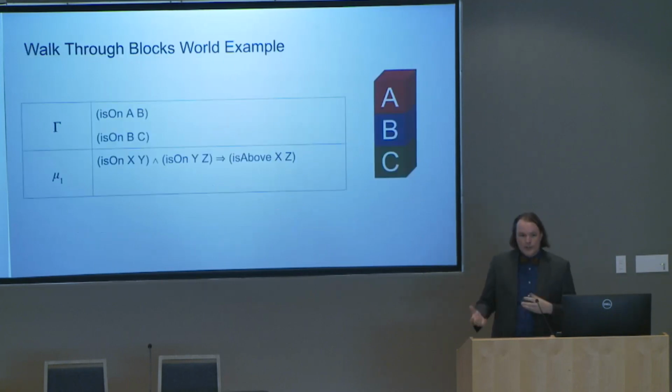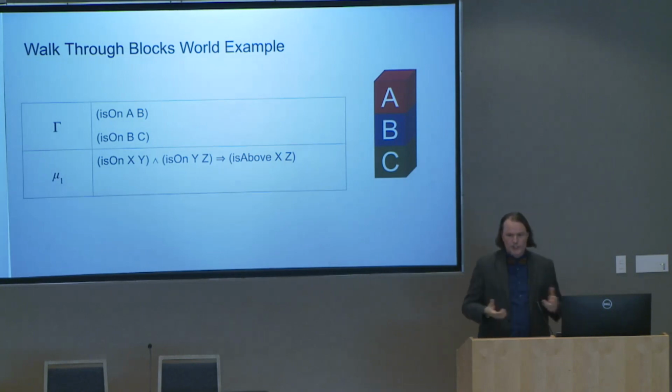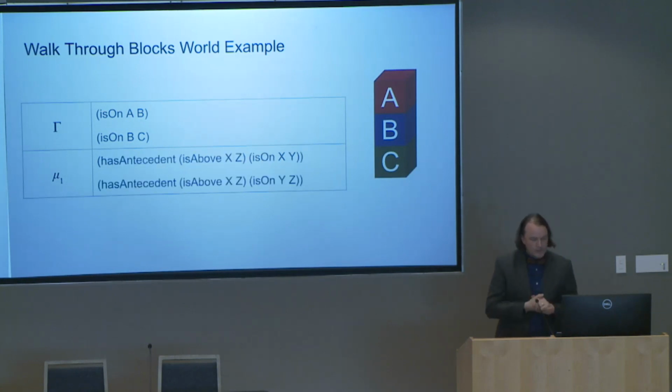So to show how we're using analogy to do logic deduction, I'm going to walk through a small example just using Blocks World. So we start off with 2 facts in gamma. This is that A is on B and B is on C. We have one model, this Horn clause, saying that if X is on Y, Y is on Z, then of course X is above Z. And we're going to re-represent this not as a Horn clause, but with these 2 statements saying that the consequent X above Z has the antecedent X is on Y and the other one.